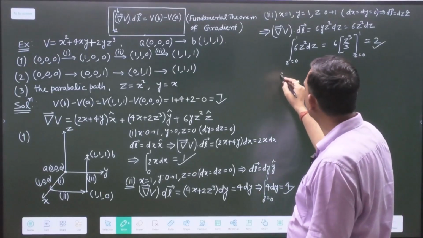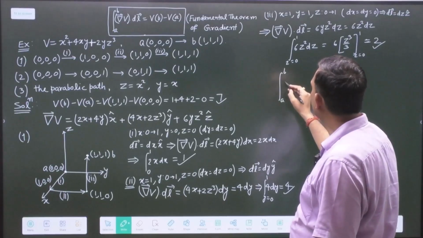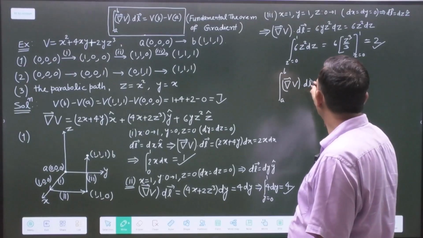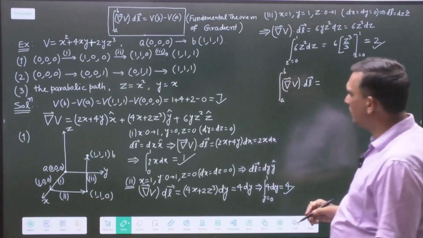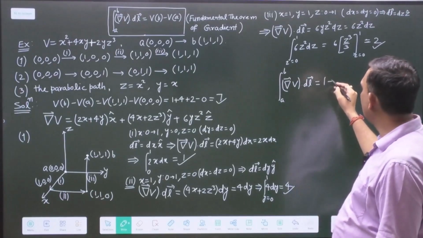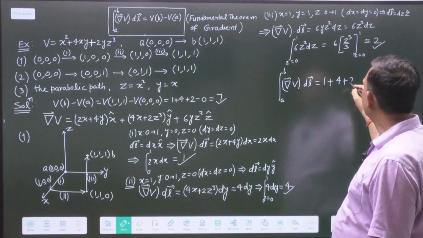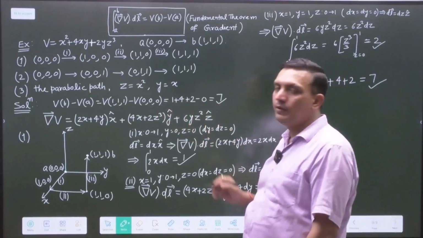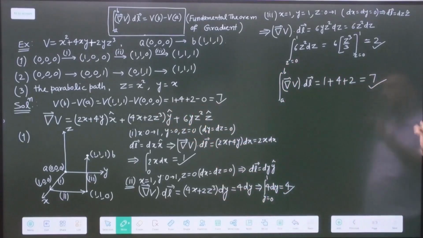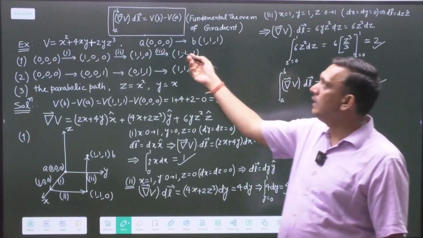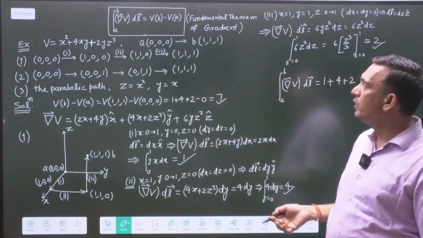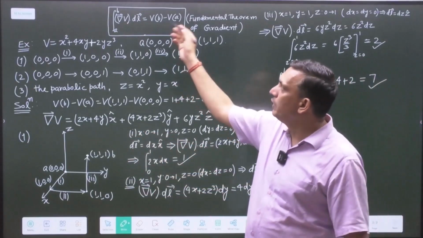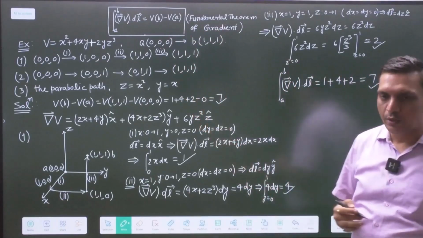So it means the integral from A to B of gradient V dot dl is 1 plus 4 plus 2, which is 7. VB minus VA is 7 and the integral of gradient V dot dl from A to B is 7. So that verifies the gradient theorem. And in an objective question, if they ask you for the integral of gradient V dot dl, there is no need to calculate it. Use the theorem and find VB minus VA. That will simplify your calculation.